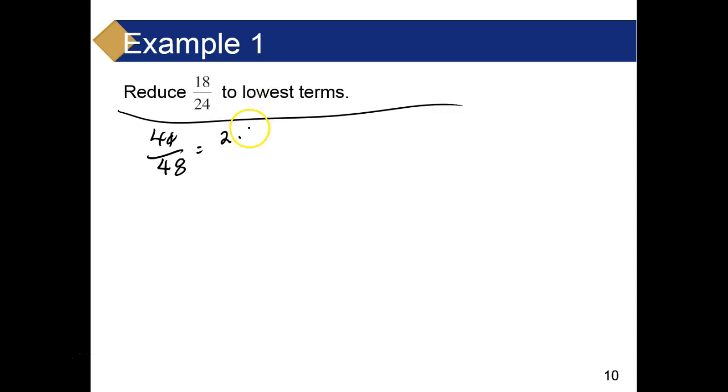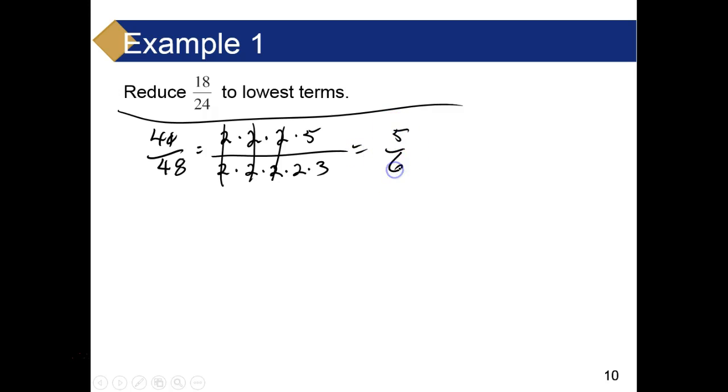Okay, 2 times what is 40? 20. What's the smallest number that goes into 20? 2 times what? 10. What's the smallest number that goes into 10? 2 times 5. That's a prime number. We're done. How about the denominator? 48 is 2 times 24, which is 2 times 12, which is 2 times 6, which is 2 times 3. Okay? What can we divide out? 2, 2, and 2. What does that leave us with?